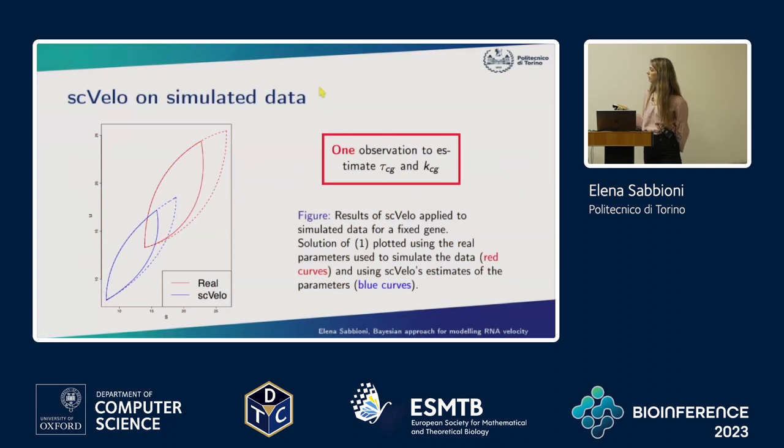So here we have the results of scVelo on some simulated data. We have this red curve that is the curve plotted using the real parameters I've used to simulate the data, while this blue curve here is the curve plotted with the parameters estimated by scVelo. So we can see that the two curves are pretty far one from the other. And one of the possible explanations of these results is that in scVelo we have only one observation to estimate both the time and the state for each cell.